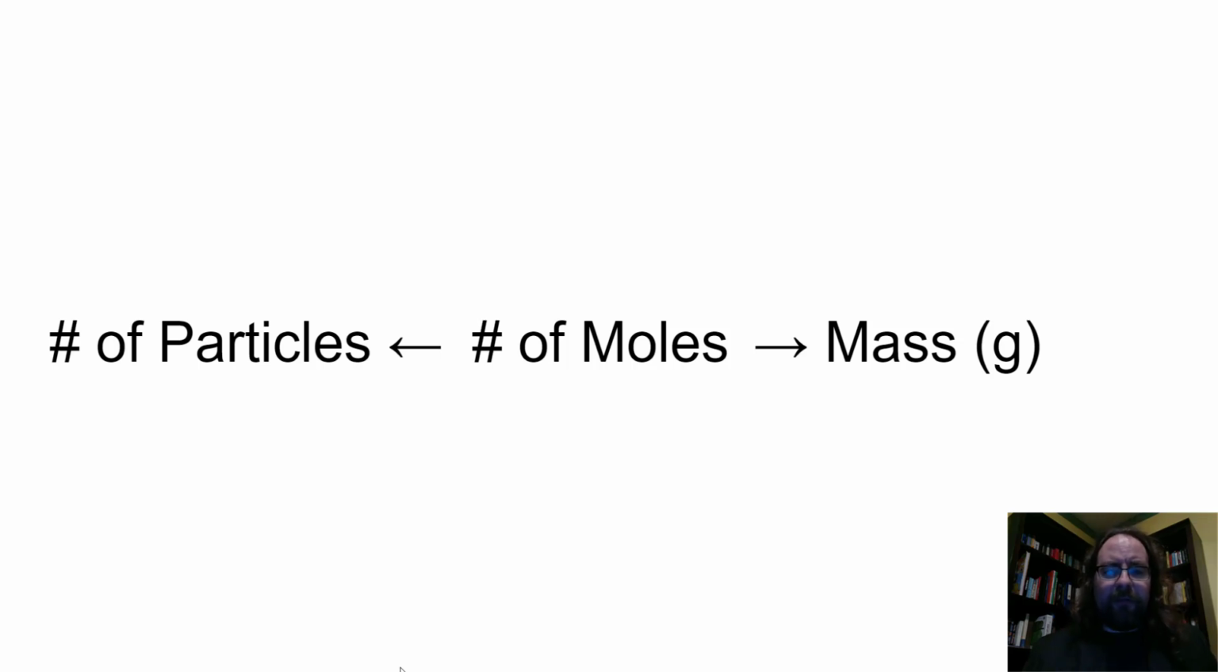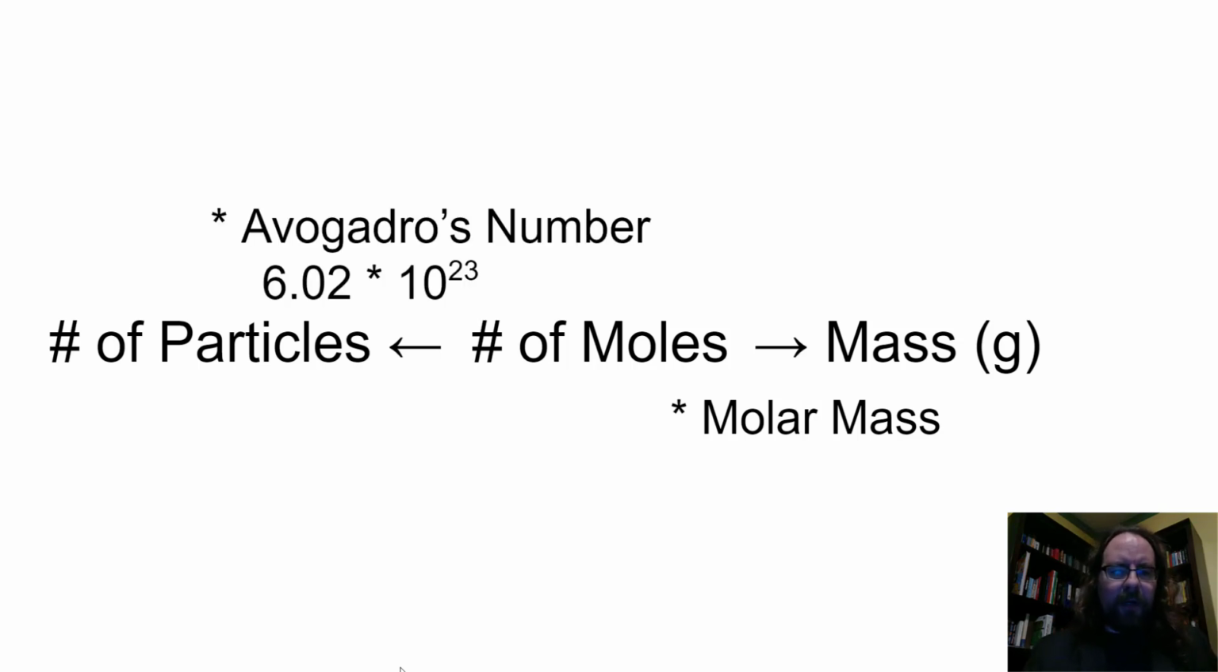So if we're going from the number of moles to mass, we're going to be using the molar mass in order to do that, and we do it through multiplication if we're going from moles. And also if we're going from moles to particles, we're going to be multiplying by Avogadro's number, which is 6.02 times 10 to the 23rd.